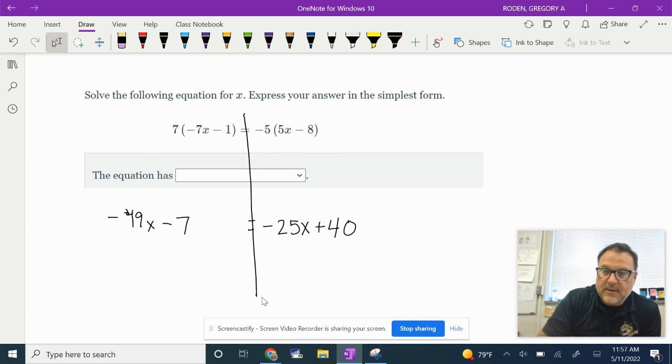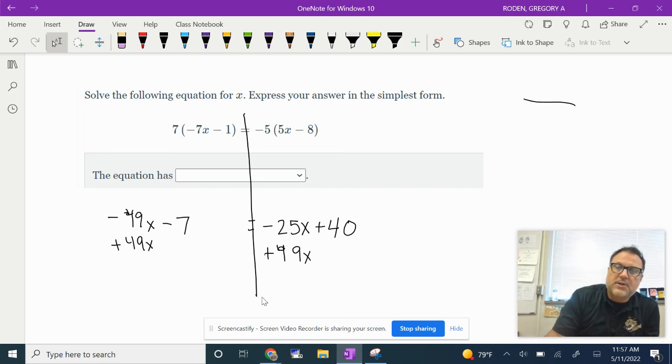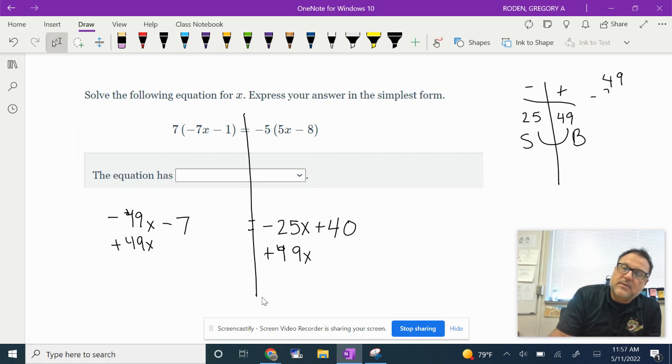Okay, so let's attack the weaker variable. Which one's weaker? Well, negative 49x is weaker than 25x. So we're going to add 49x to both sides. Let me go ahead and do a chart over here. I'm not going to worry about the x's. So I've got my negative, then I've got my positive. I've got 25 that's negative, and then I've got 49 that's positive. So I'm going to subtract, because they're on different sides. I have 49 minus 25.